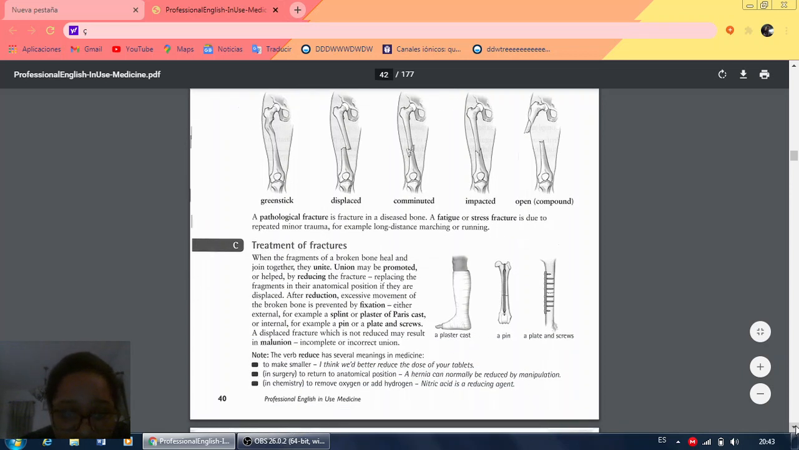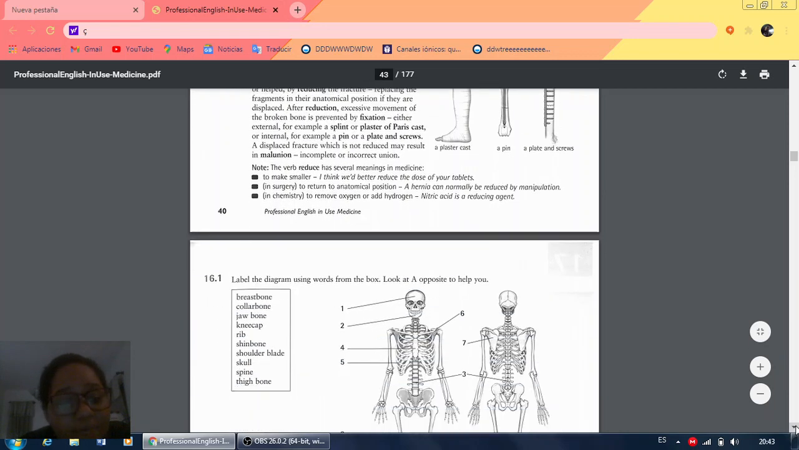Treatment of fractures. If the fragments of the broken bone don't heal and don't unite, reduction is needed. Reduction replaces the fragments in the anatomical position. If they are displaced after reduction, internal fixation is used, for example, plates. Very, very good.